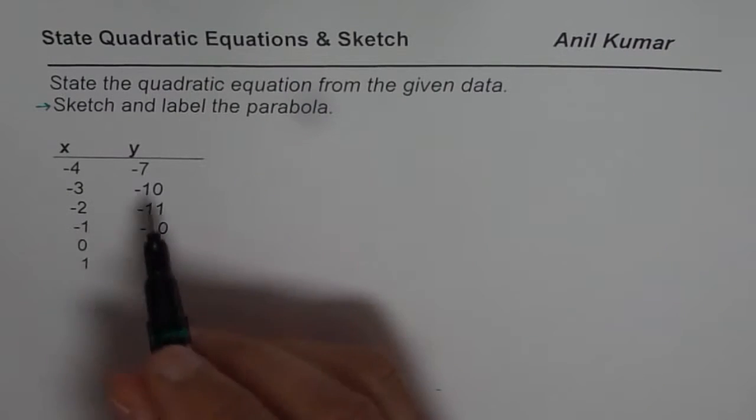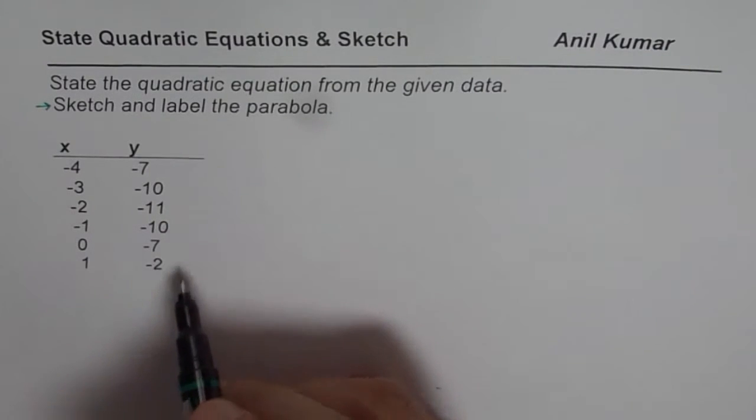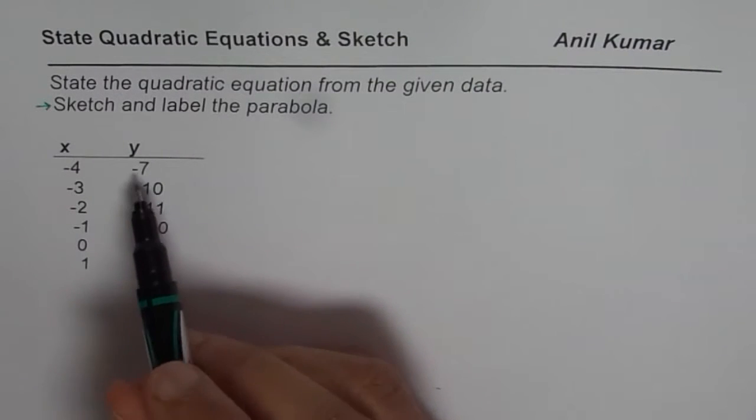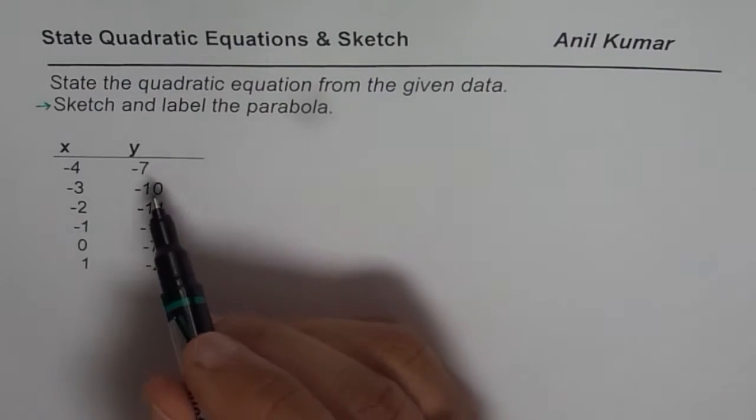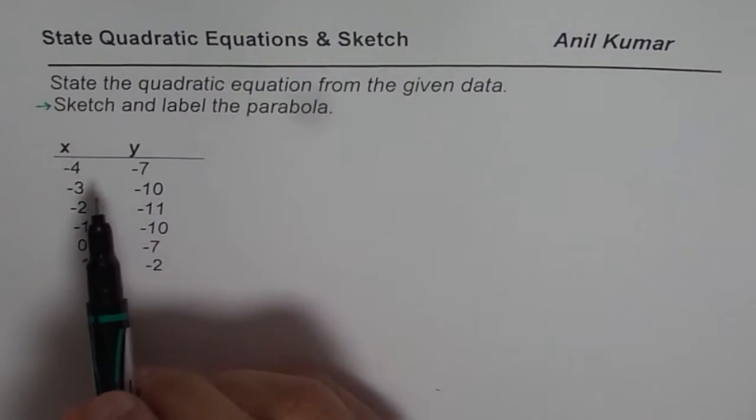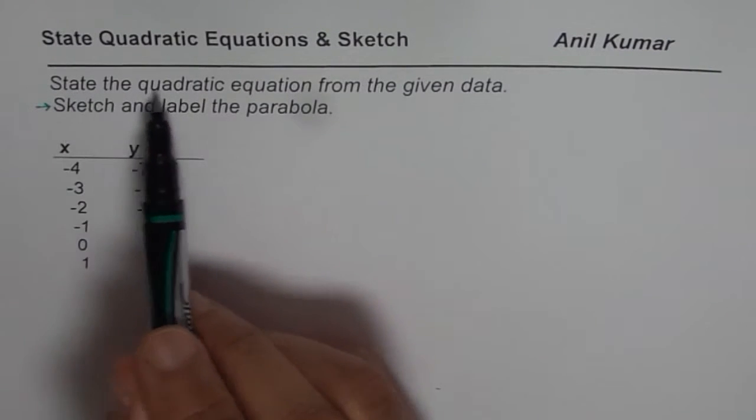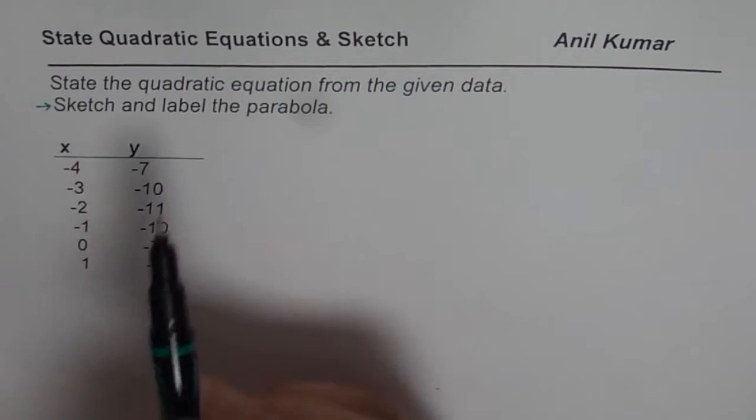Remember to put arrows at the end, since the y values will move in this case downwards, right? So this parabola is opening downwards. Okay, so let's make a rough sketch for this to begin with, and then we will actually state the equation and do the needful, right?